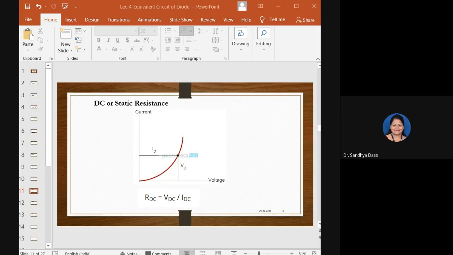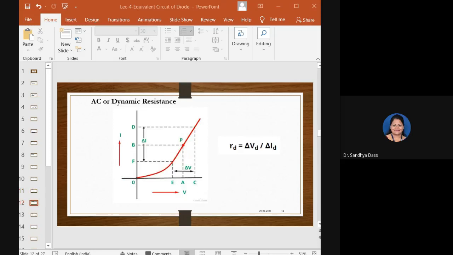It is defined as the ratio of the DC voltage applied across the diode to the DC current, or the direct current, that is flowing through the diode. So you can, in a simple way, represent it as the ratio of DC voltage to DC current. What are we discussing? We are discussing static resistance. So static resistance or DC resistance is nothing but the ratio of DC voltage by DC current. That is very simple, as we know.